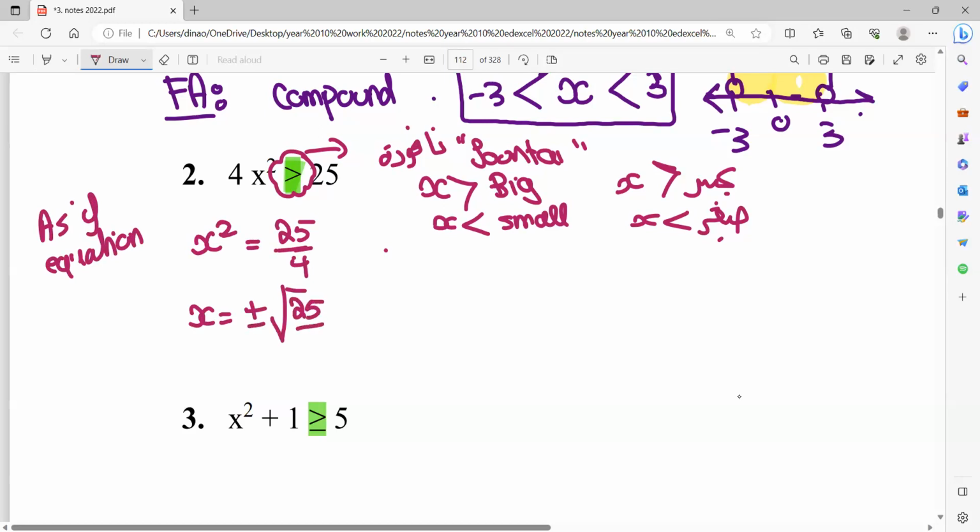25 over 4 on the calculator. Of course it's 2.5, but let's make sure. 25 over 4 it's 2.5. So positive and negative 2.5.